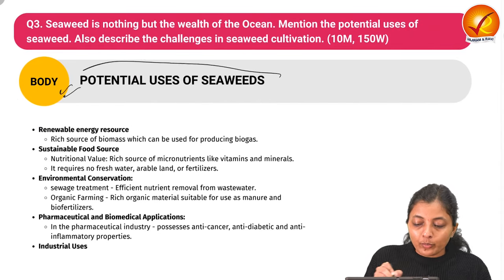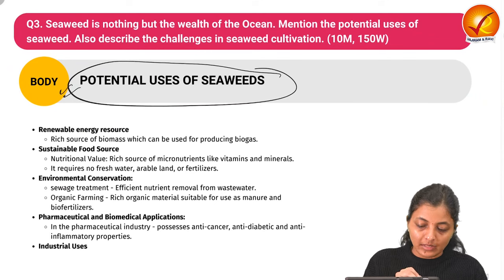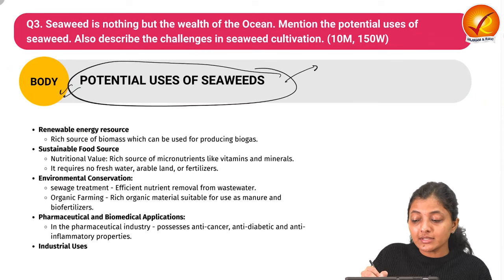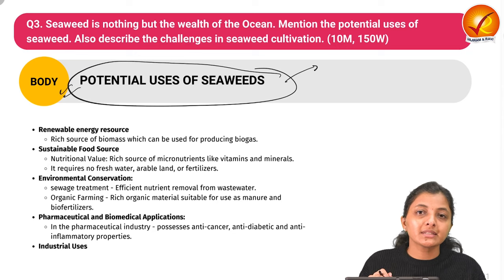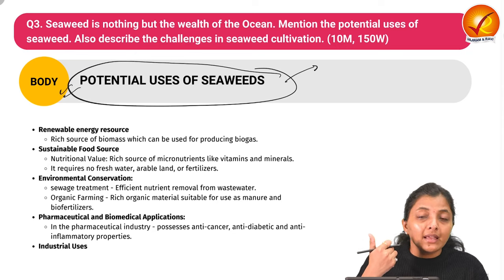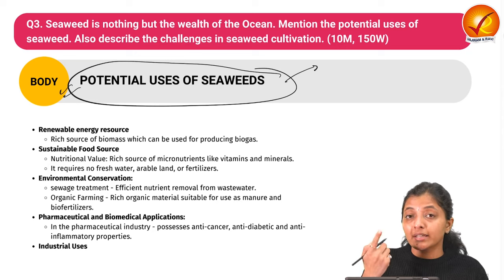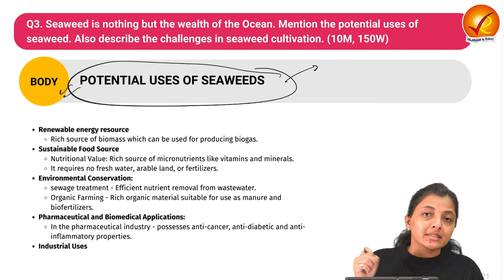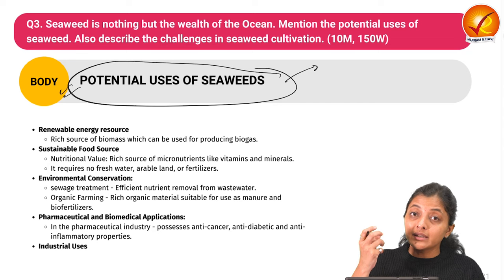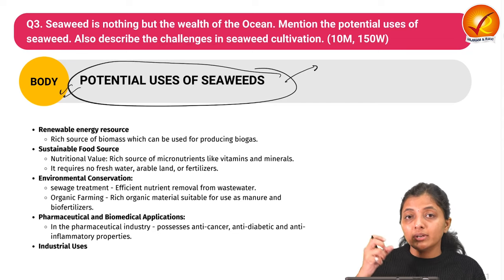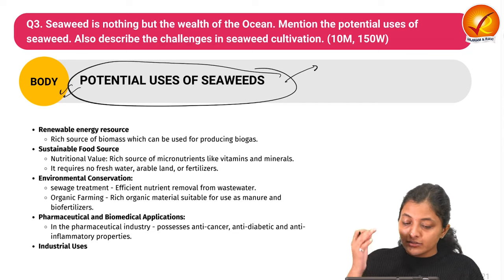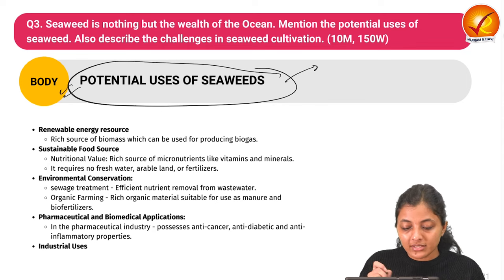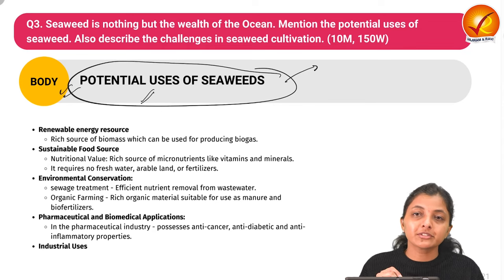So next is about the potential uses of seaweeds. What can we write in the potential uses? What are the various dimensions where these seaweeds can be used? Like as a food resource, as an energy resource, how it helps in the conservation of the environment, what are the various industrial purposes for that, and how it helps in mitigating climate change. So these would be the multiple dimensions in which you can write about the potential uses of seaweeds.